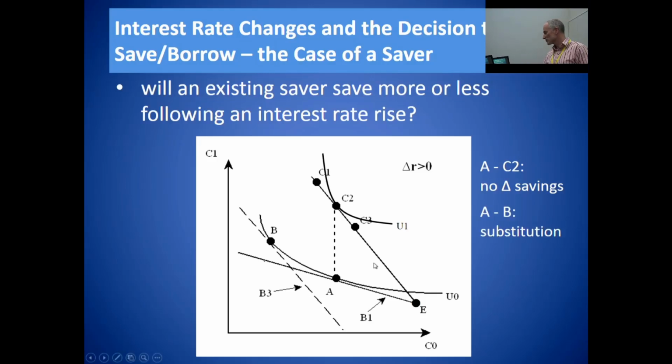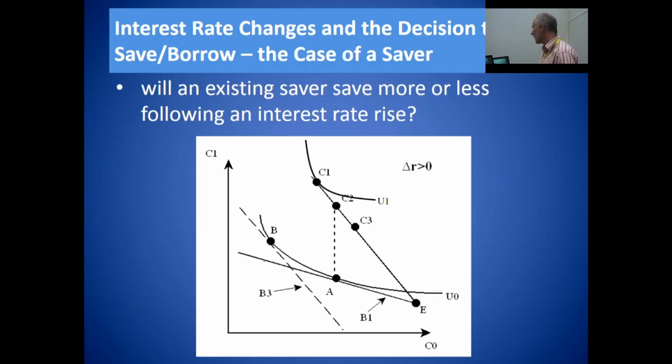This time, the substitution effect is still A to B. Income effect, this time, is B to C2. So substitution effect reduces current consumption. Income effect increases current consumption. But under this scenario, income and substitution effects move in opposite directions, but they're exactly equal in magnitude. And so the net change is zero. Nothing happens to savings.